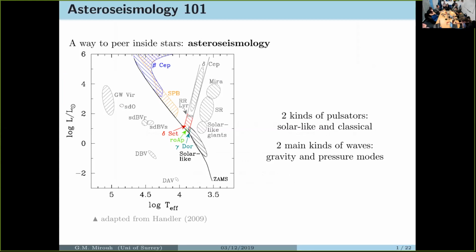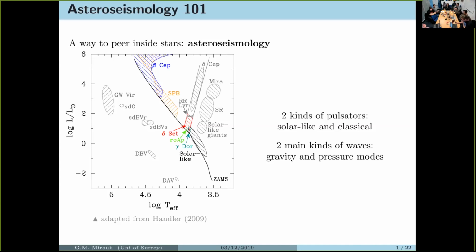Before starting about binary star seismology, I'm just going to sum up single star seismology. So astroseismology is a way of peering inside stars. It comes straight from helioseismology, so I'm going to start with that actually. From helioseismology, the study of the waves inside the sun, we got these solar-like pulsators that are, if you can see my cursor here, at the bottom of the main sequence, and they include solar-like giants, red giants, stars here. So low mass stars or very big stars.